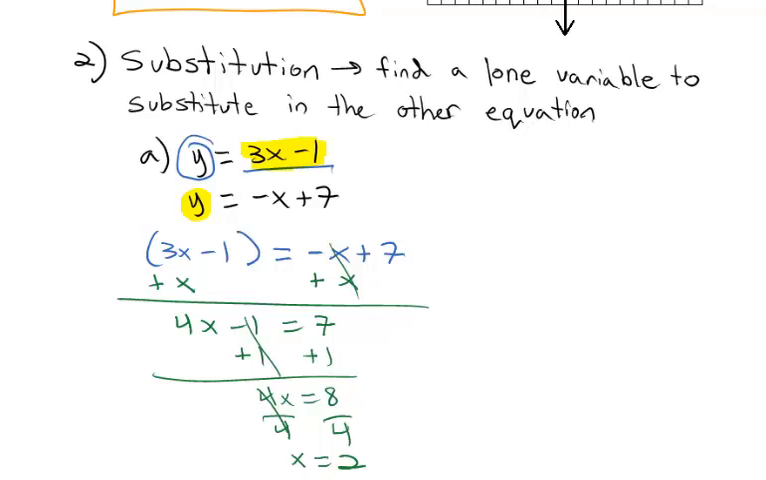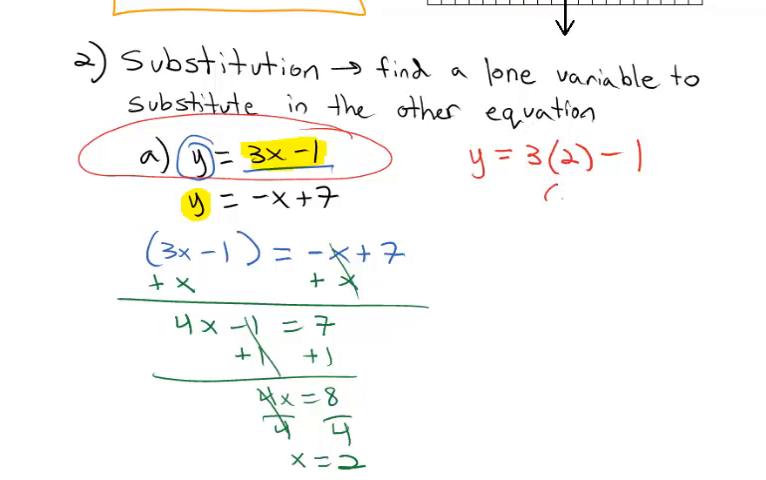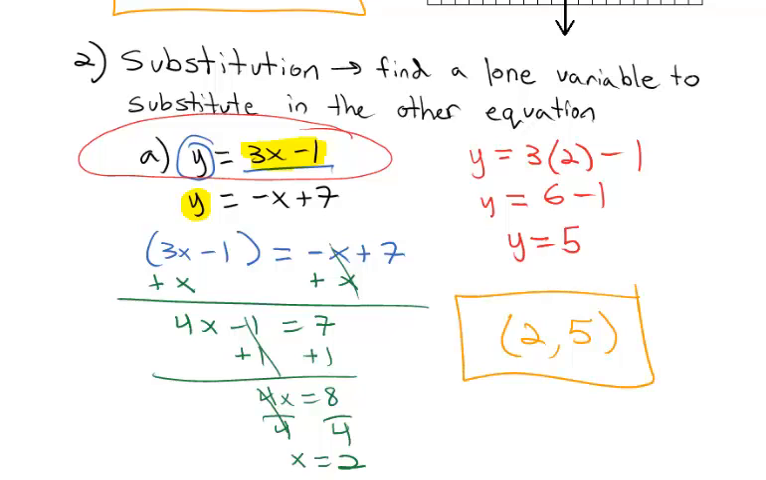Still need to find y. We can do that by going back to that y equals equation that we substituted to begin with. Y equals 3x, which is 2, minus 1. Well, 3 times 2 is 6 minus 1. Y must equal 5. So for our solution, x comma y, x is 2, y is 5. This is where the two lines are going to intersect. No graphing required.